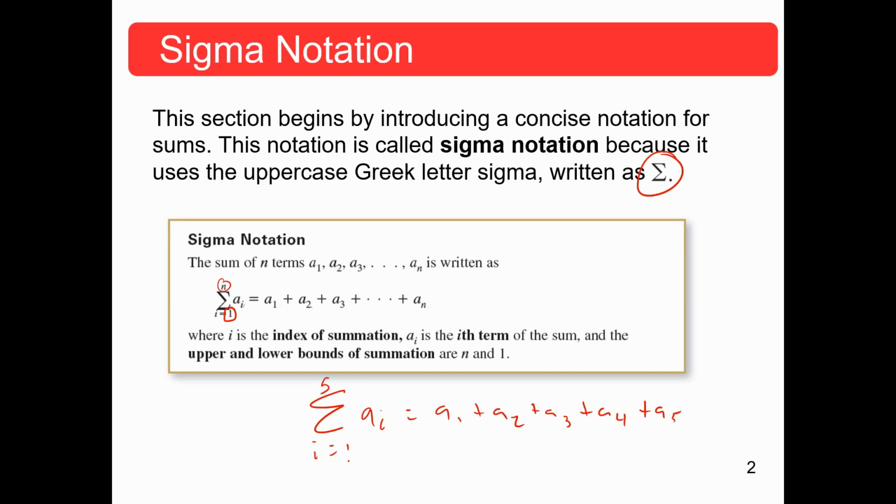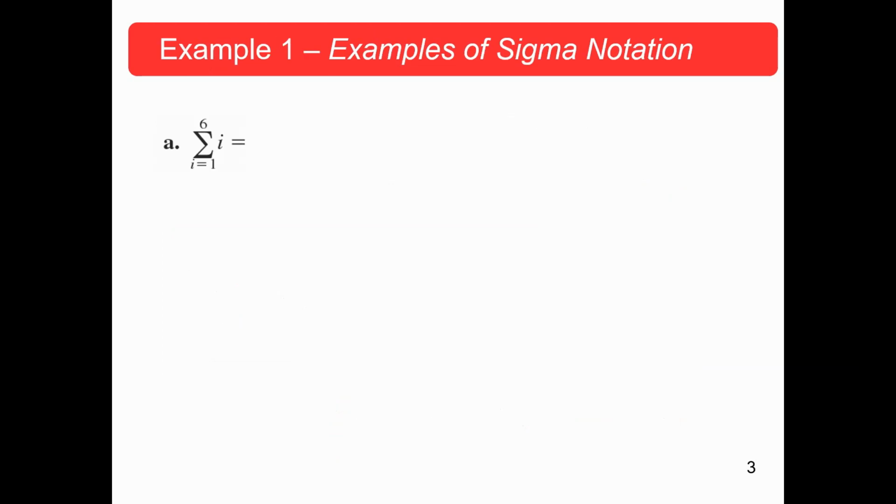Now in this case, i is called the index of summation. a sub i is just the ith term, and the upper bound and the lower bound are the numbers that are represented here. So 1 is the lower bound, 5 is the upper bound, or in any general case we would say n. So let's give an example here.